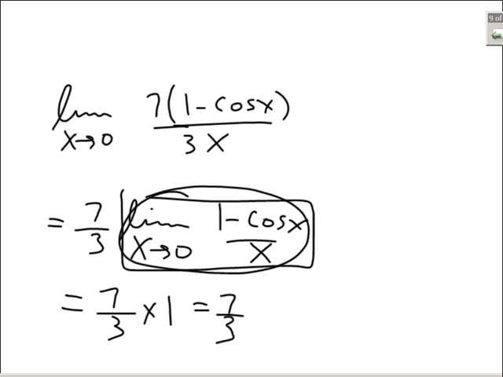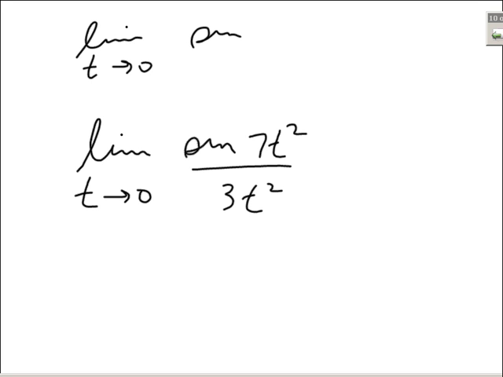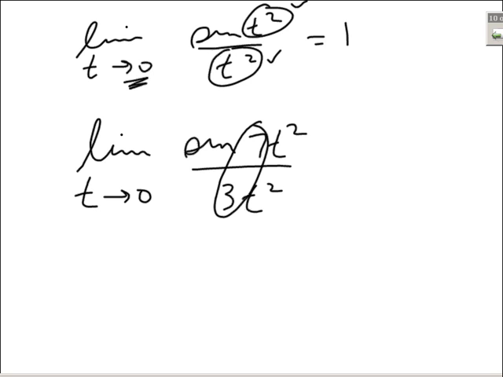Suppose you have the limit, change the variable to t, as t goes to 0 of sine 7t squared over 3t squared. Now, before we do that, let's just look at this one. The limit as t goes to 0 of sine t squared over t squared. Both of these are the same, and there's a sine in front of one of them. And when t is 0, both of these are 0, so that equals 1. This one equals 7/3, for the same reason as always. That's 3 in the bottom.